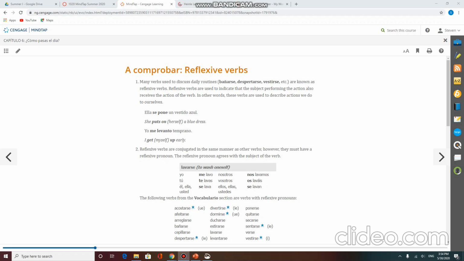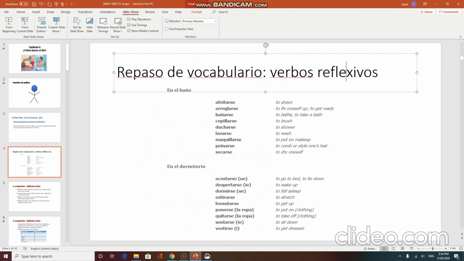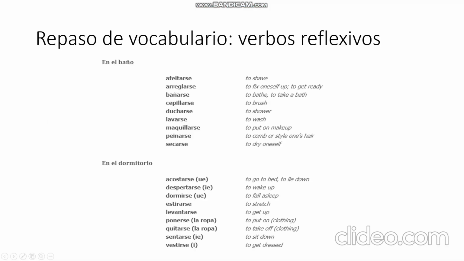Hola, bienvenido a clase. Today we're going to study reflexive verbs. Before we get started, we'll review the reflexive verbs that were introduced as vocabulary in the first vocabulary section of Chapter 6. We're going to practice with repeticiones corales. First I'll pronounce the word, and then you'll pronounce it. We're going to focus on the verbs only.